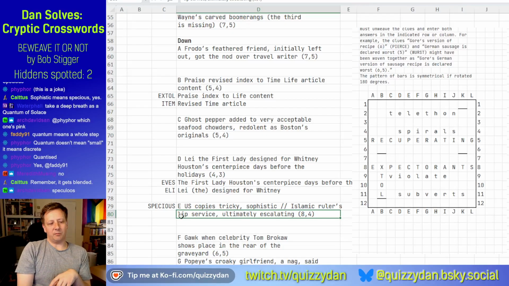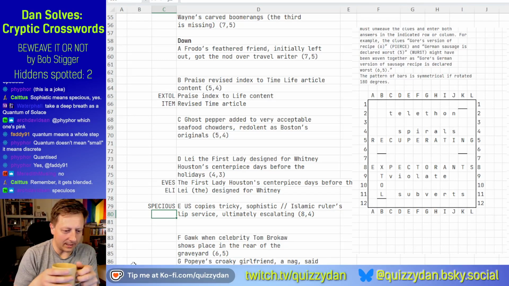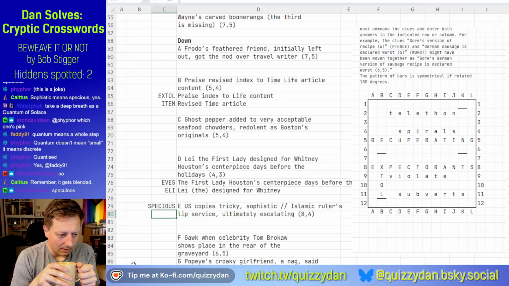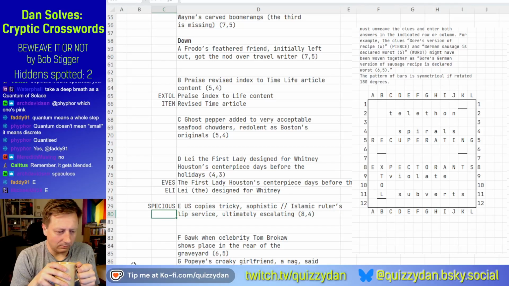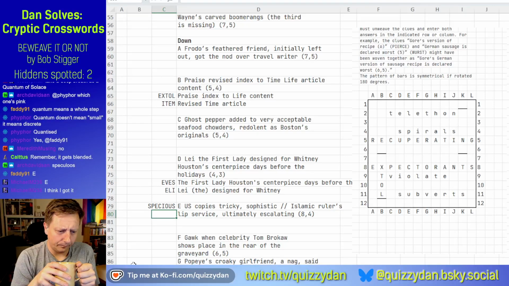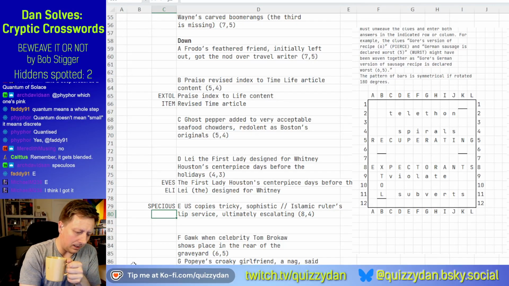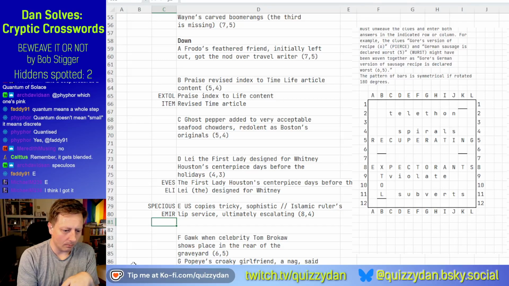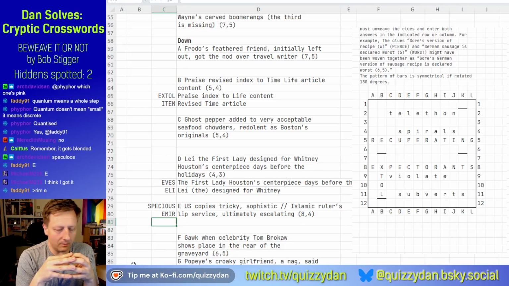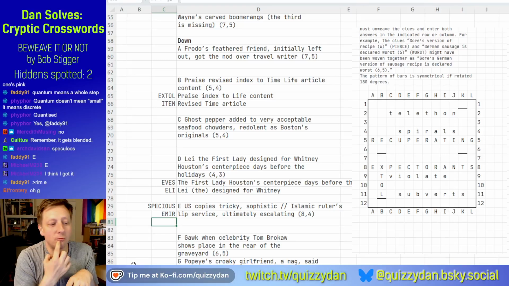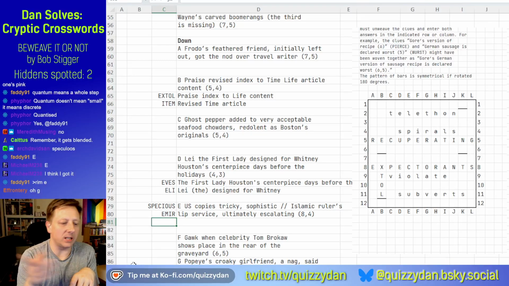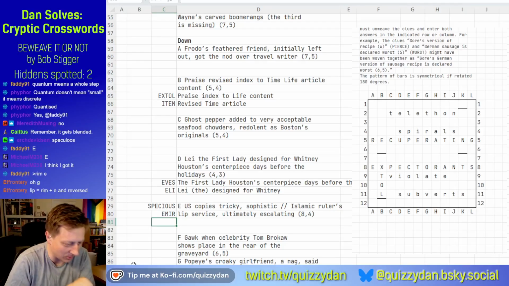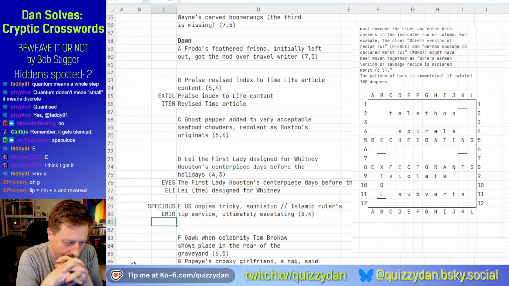First letter of this other half, please, of part 2. Islamic rulers' lip service ultimately escalating. Don't really know what's going on. Oh. Is it Emir? And if so, why? Because that's your Islamic ruler, but lip service. Oh, the lip is a rim. And then service ultimately, and it's all escalating. Oh, should be able to get that. Should be able to get that. Okay, good. Right, I need to now blend them.